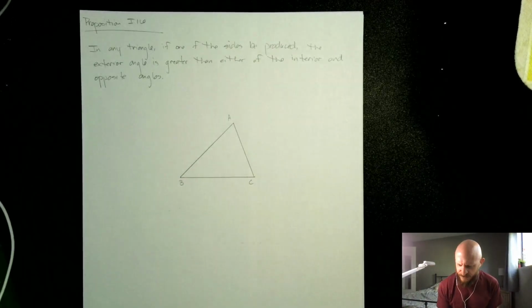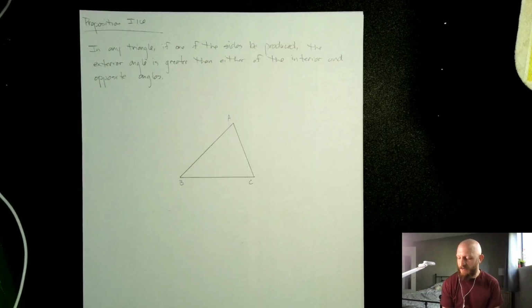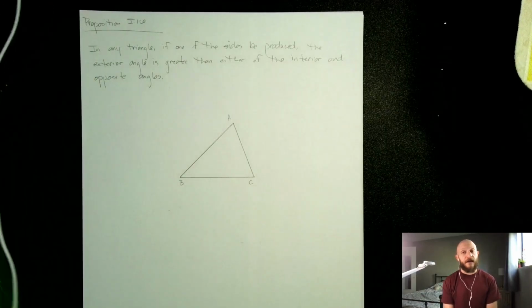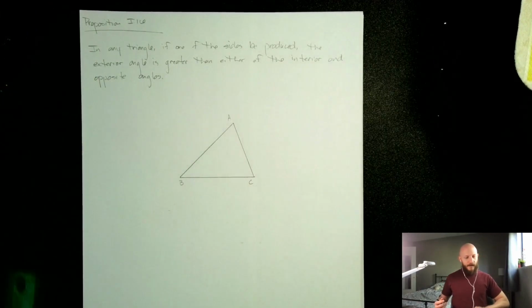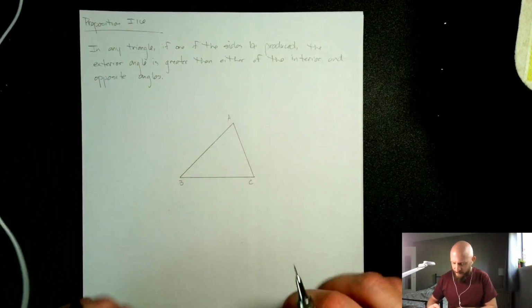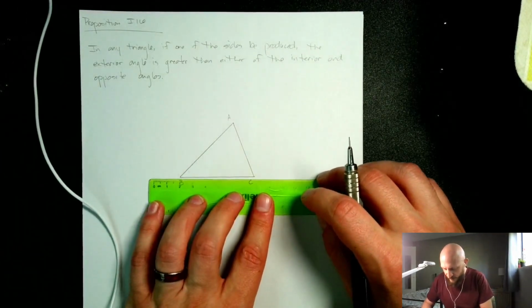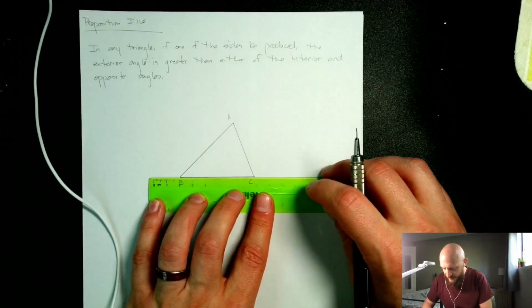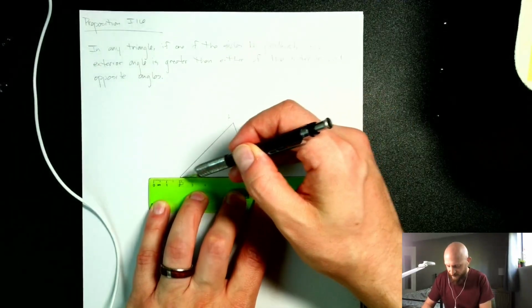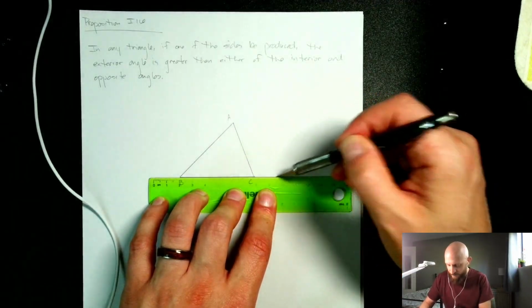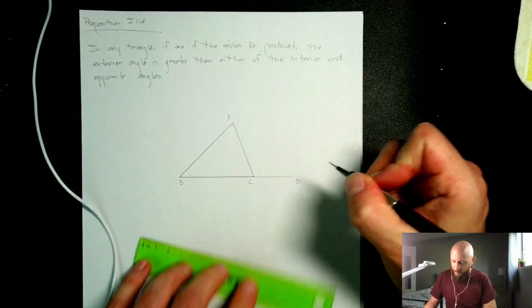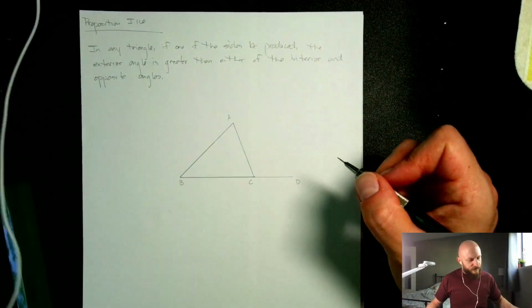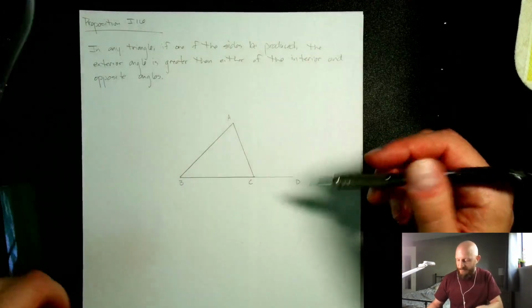All right, proposition 16 says, in any triangle, if one of the sides be produced, the exterior angle is greater than either of the interior and opposite angles. So what that means, and here's the very first line of the proof, is to extend BC. So here's my triangle ABC, and I'm going to extend BC to just some point D. It doesn't really matter where D is. It's more just for the naming convention that we have a D at all.